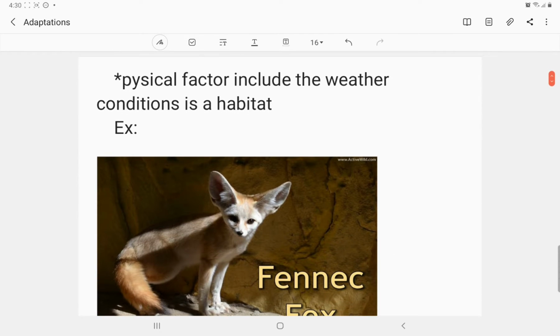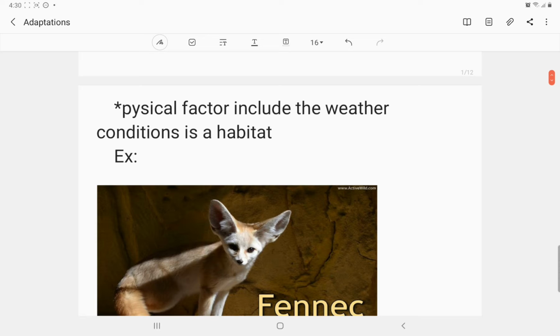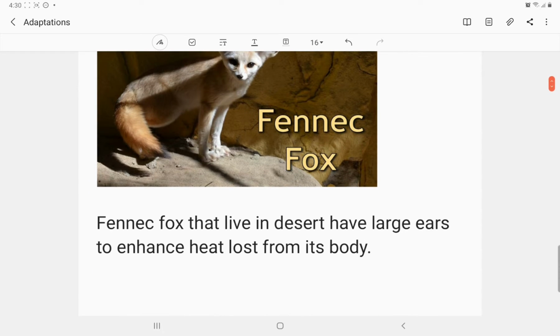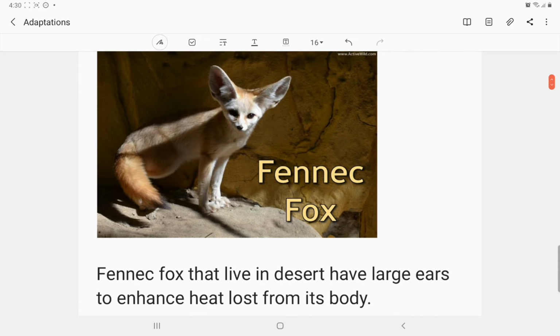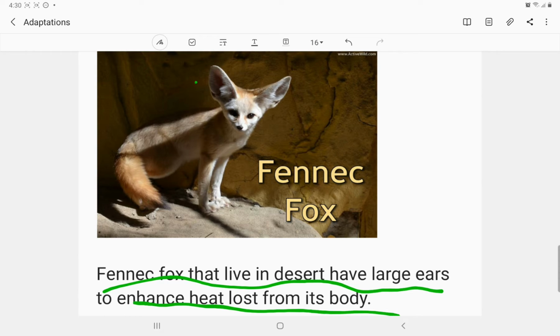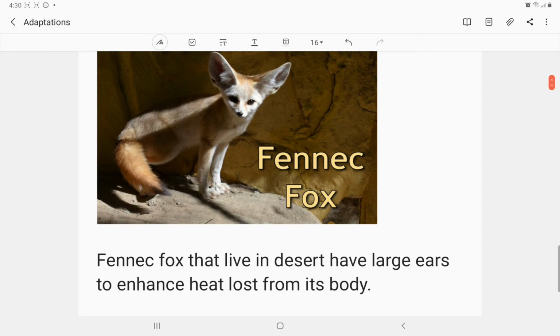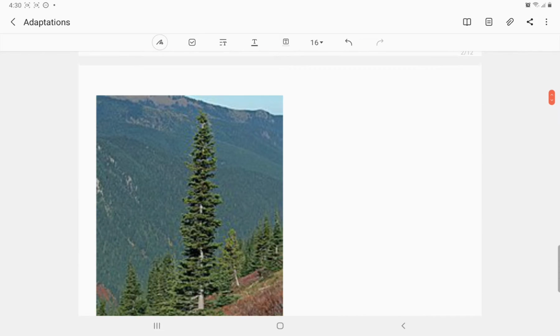What is a physical factor? Physical factors include the weather conditions in a habitat. For example, the Phoenix fox that lives in the desert has large ears to enhance heat loss from its body. You see the large ears enhance the heat loss. You see this place with no sunlight, so not a lot of sunlight comes to its body, so we don't have heat loss.